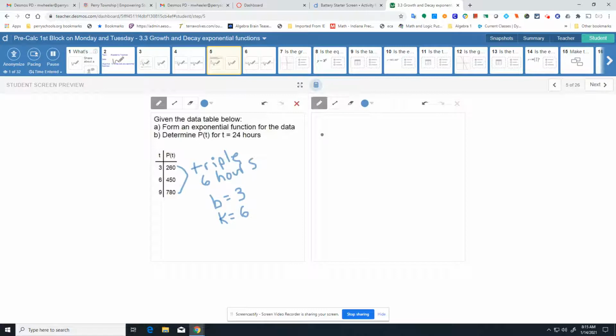So my equation is going to be A sub t equals, let's make that equals a little better, A sub naught times 3 to the t over 6.